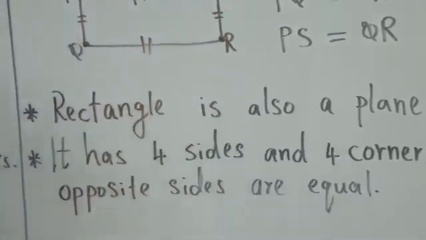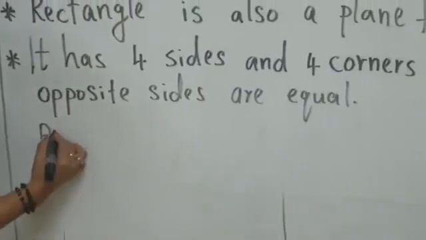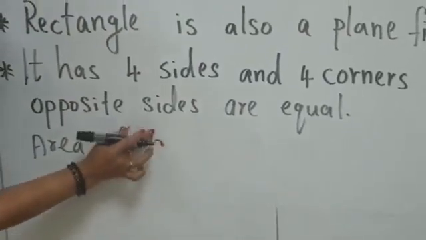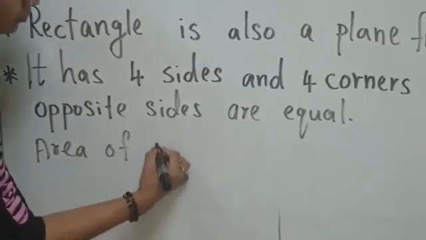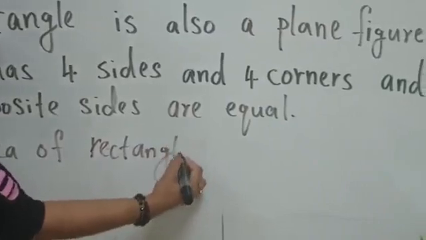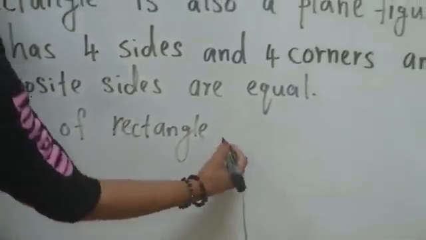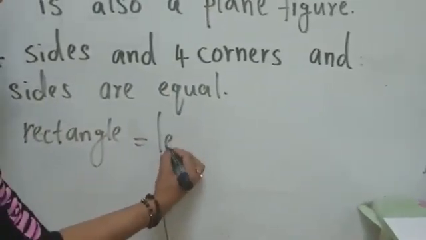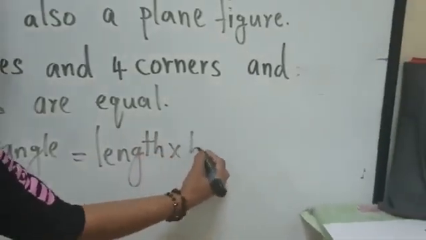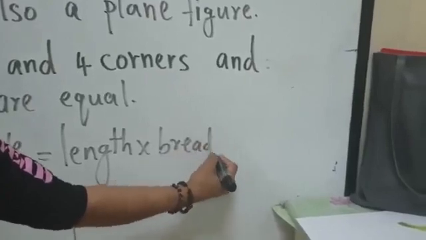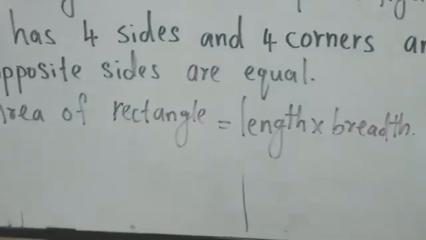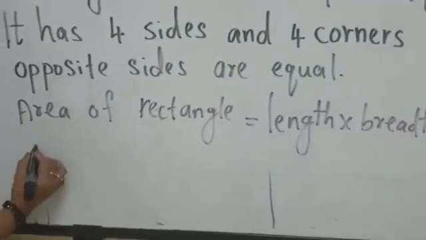So compared to a square, in a rectangle the opposite sides are equal: these 2 sides are equal and these 2 sides are equal. To find out the area of a rectangle, the formula is: area equals length multiplied by breadth. So we will do an example with this here.